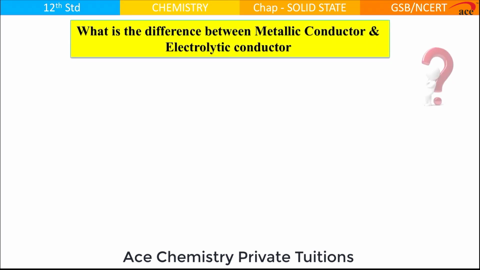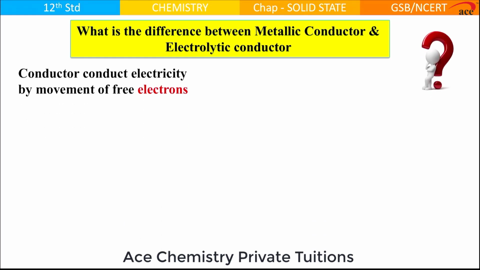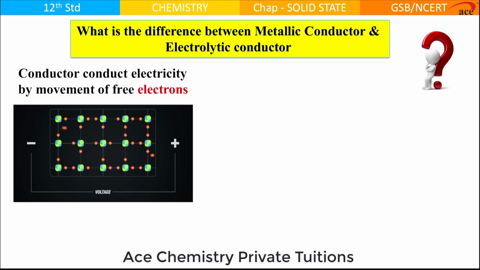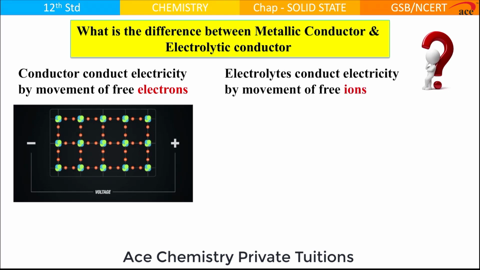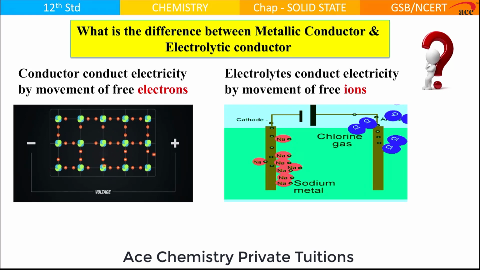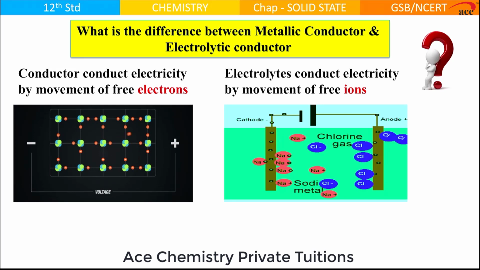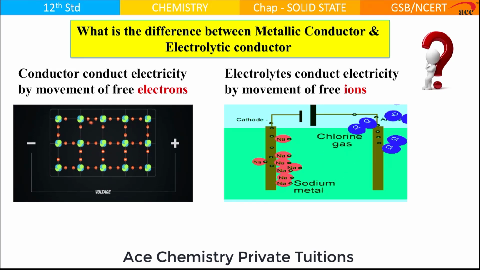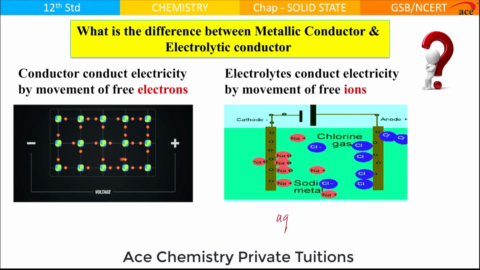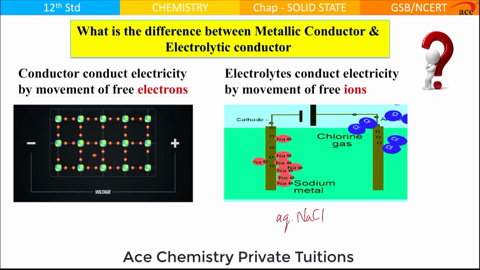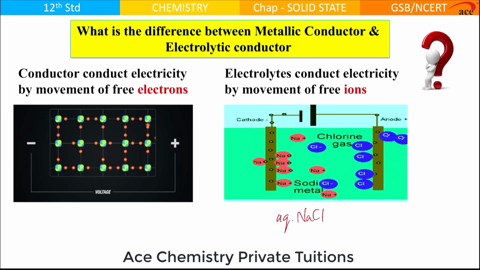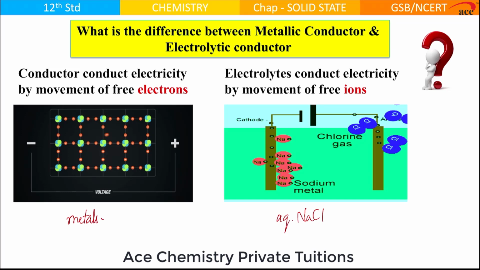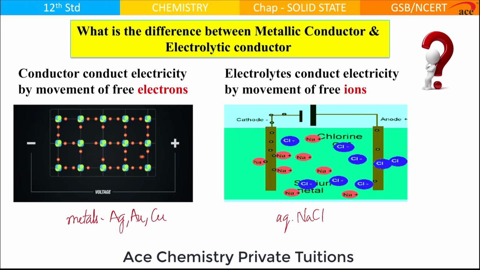Then what is the difference between a metallic conductor and an electrolytic conductor? If conduction is due to free electrons, then you should know it is a metallic conductor. It is due to free electrons, where electrons go from negative terminal to positive terminal. Free electrons are responsible for metallic conductivity, while conductivity due to free ions is called electrolytic conductivity. So, free ions are responsible for electrical conductivity. An example is aqueous sodium chloride, where sodium ions move toward the cathode and chloride ions move towards the anode, that is the positive electrode. And here the examples are metals like silver, gold, copper and so on.